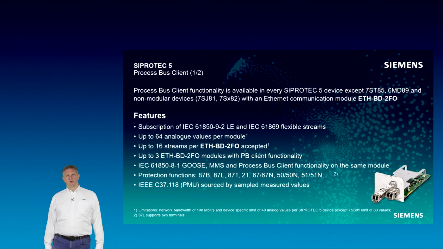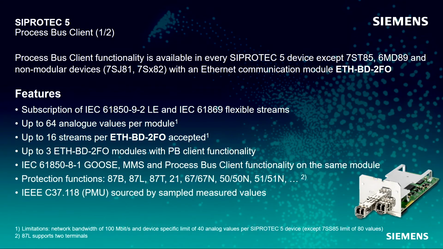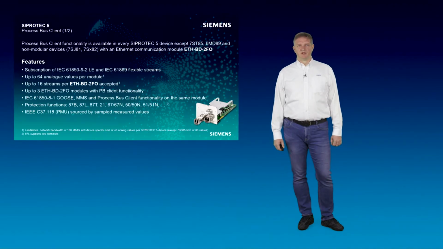How about the opposite end, the ProSpace subscriber, the protection devices? Up to 3 Ethernet modules can be used to subscribe 16 streams per module, which is in total 48 streams. For sure, also GOOSE and MMS is supported on the ProSpace interface as well. I like to highlight that not only most of the protection functionality is supported, also in case of line differential protection, no synchronization on the remote end is required, as shown before in the application example.